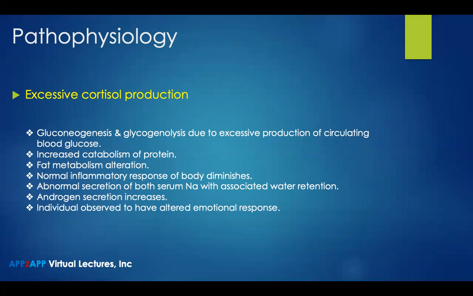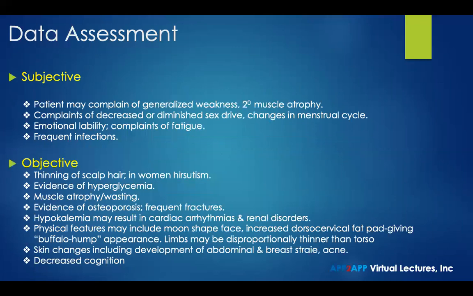And what occurs is gluconeogenesis and glycogenolysis due to excessive production of circulating blood glucose. There is then an increased catabolism of protein, followed by a fat metabolism alteration. And the normal inflammatory responses of the body begin to diminish. There's abnormal secretion of serum sodium with associated water retention. Androgen secretion increases, and the individual is observed to have altered emotional responses.